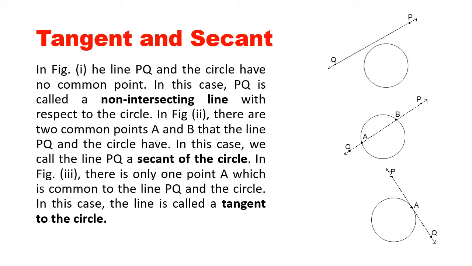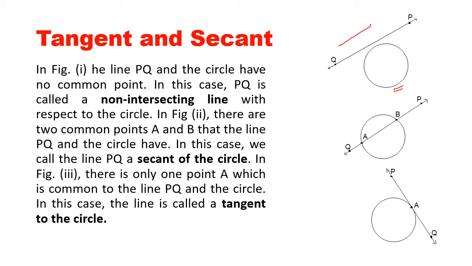Now we go to the 10th standard. We start with tangent and secant. In the first figure, the line PQ and the circle have got no common point. You can see this line PQ and this circle, they don't intersect at all. There is no point common to the circle. So this is called a non-intersecting line with respect to the circle.